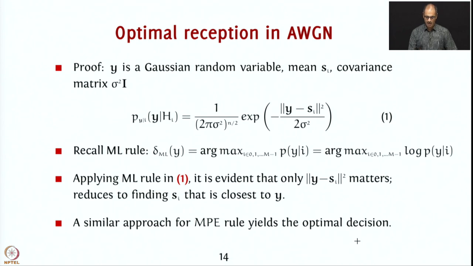In the case where you have MPE, just add the pi I over here, that accounts for the prior, and you're set. That's basically the proof that the minimum distance decoder is optimal in the case of additive white Gaussian noise. This is an important result and allows you to get a fair idea of what the so-called decision regions are. So to find out which Si was sent if you have Y.